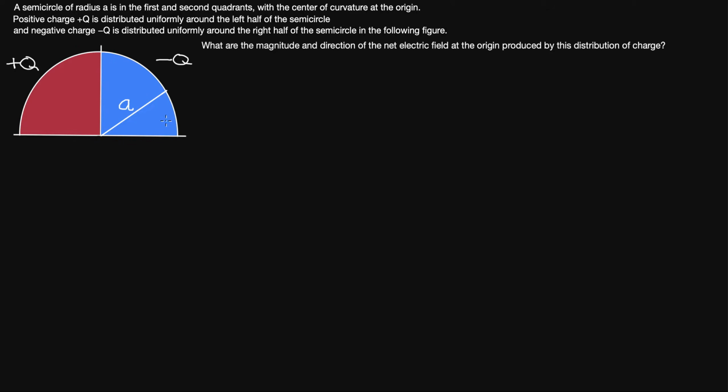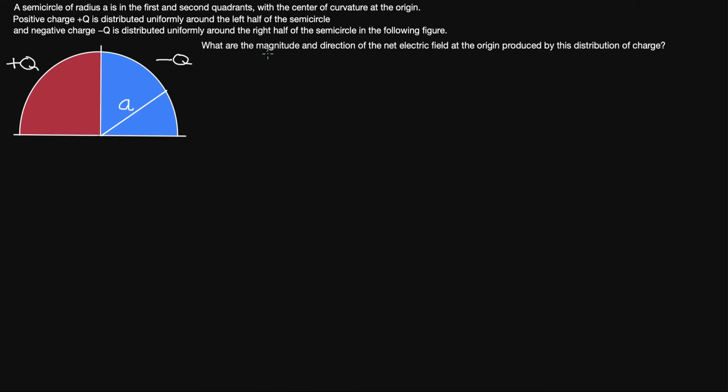Today I'm going to be doing this example for you, so let's read it over. A semicircle with a radius a in the first and second quadrants, with the center of curvature at the origin, has a positive charge plus q distributed uniformly around the left half of the semicircle, and a negative charge minus q is distributed uniformly around the right half of this semicircle in the following figure, which is down here.